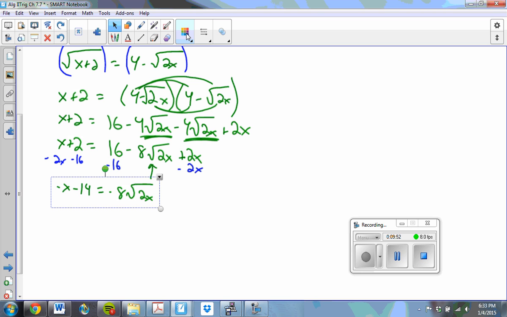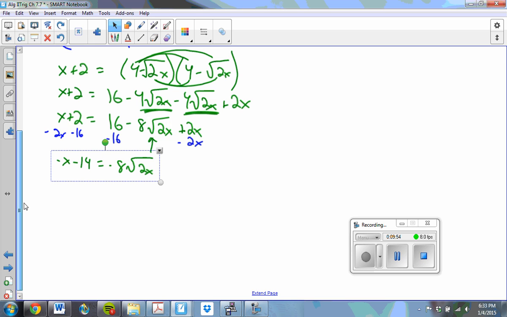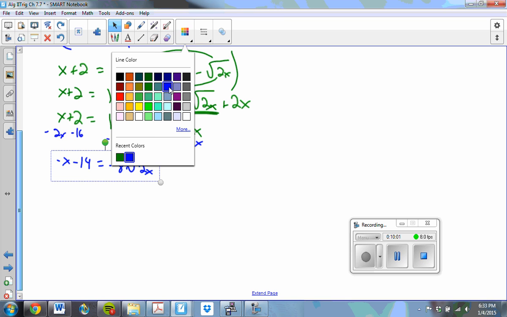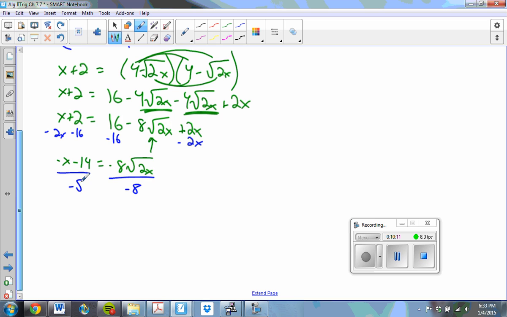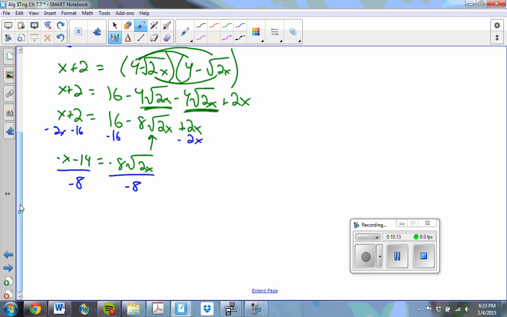Okay, this is kind of getting dirty, but we're going to live with it. At this point, I could divide both sides by negative 8 if I wanted to. And I will show that. I can also leave the negative 8 over there. It doesn't actually matter. I'll divide both sides by negative 8. I'm not going to simplify it at all. I'm just going to leave that as a fraction. It's kind of a messy fraction, but it's negative x minus 14 over negative 8 equals the square root of 2x.